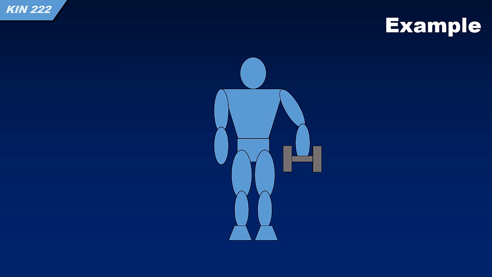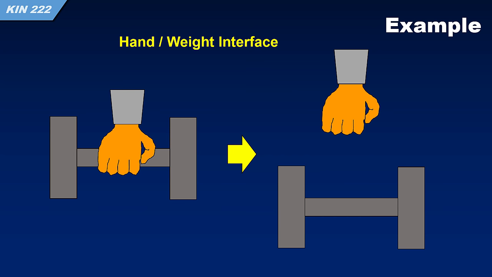So here we have a person standing still and they're holding a dumbbell in one arm. And let's first take a look at what's going on between the person's hand and the dumbbell. So we'll kind of separate out. The person's still holding the dumbbell, but the diagram on the right kind of shows the two separate systems even though the person's still holding onto the dumbbell.